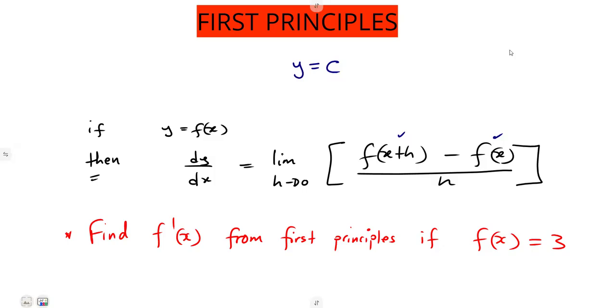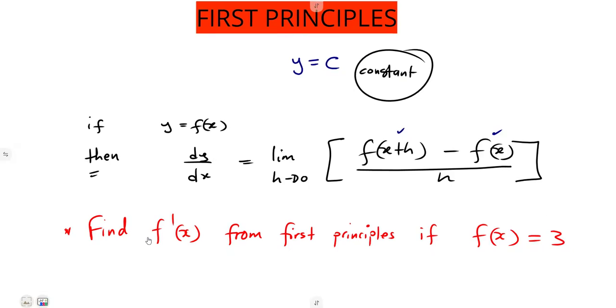So in this case, we are going to continue with our derivative from the first principles, looking into a condition where we are given a constant, where y is equal to c, and c is representing what? A constant. For an example, we are given here, find the first derivative with respect to x, f prime of x, from first principles, if our f of x is equal to 3.